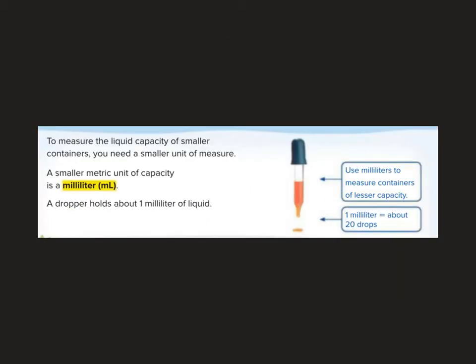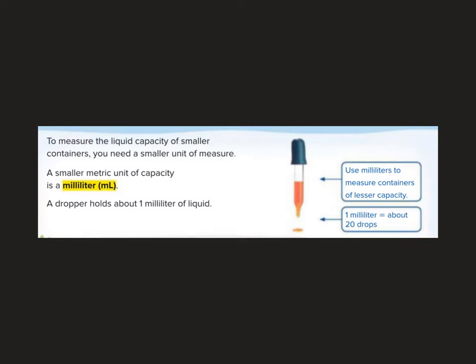I skipped that bottom part because we can't really do that with pouring and stuff, but if you want to do that at home, go ahead. I'm going on to the next page where it says to measure the liquid capacity of smaller containers, you need a smaller unit of measure. A smaller metric unit of capacity is a milliliter.